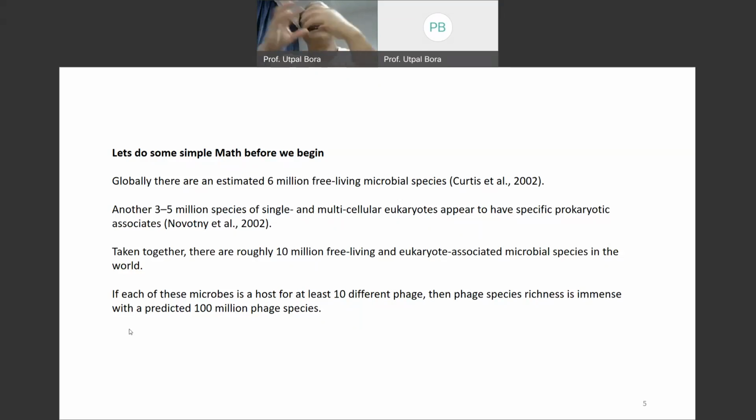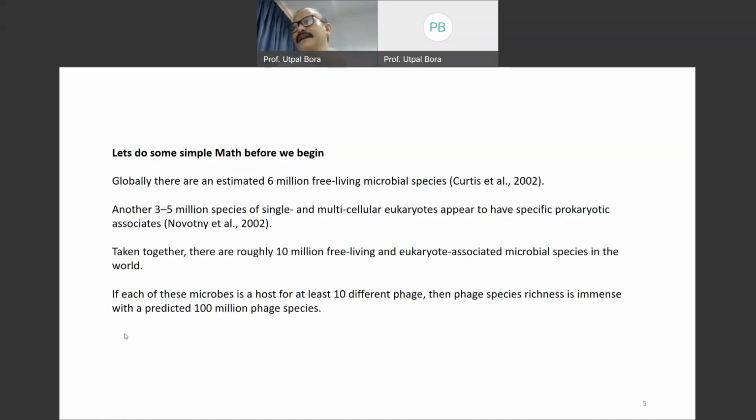Now, taking both these figures, we can say there are roughly 10 million free living and eukaryote associated microbial species in the world. If each of these microbes is a host for at least 10 different phages, then phage species richness is immense, and we can predict around 100 million phage species. For this reason, bacteriophages are considered the largest living entities in this whole world. Now, with the advent of metagenomics, this fact is getting more and more established.